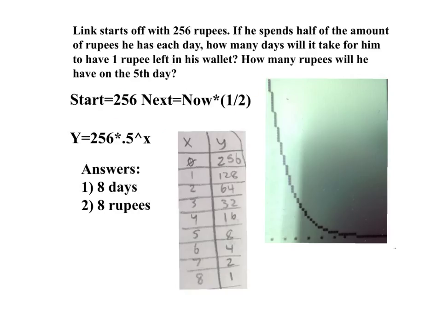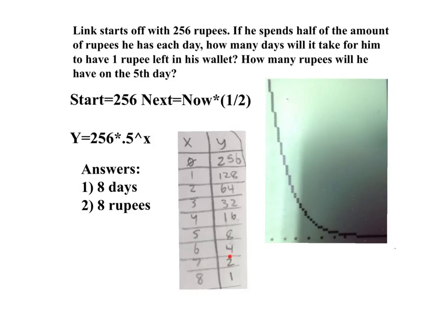So with the next equals now, when we create our graph, we start when x is 0, so start equals 256, and then we multiply by 1/2, which is the same as dividing by 2, each time until we get down to 1, where we can't divide by 2 or multiply by 1/2 anymore. When we plug y equals 256 times 0.5 to the x power into the calculator, we get this graph. It is a decreasing exponential graph.